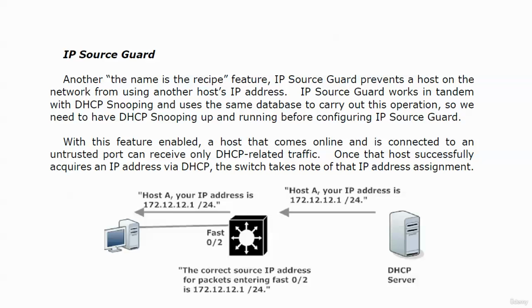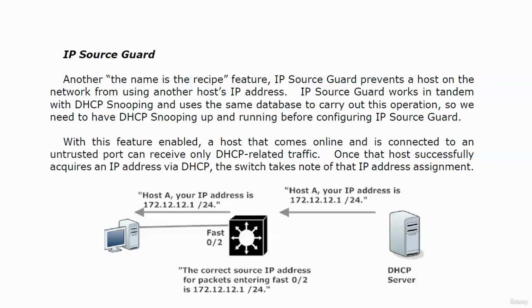IP Source Guard works in tandem with DHCP snooping. That sounds a little familiar. And it uses the same database to carry out this operation. Sounds familiar too. So we need to have DHCP snooping up and running before configuring IP Source Guard. So now we've got two different features that depend on DHCP snooping to be up and running.